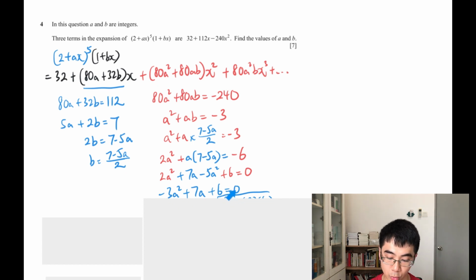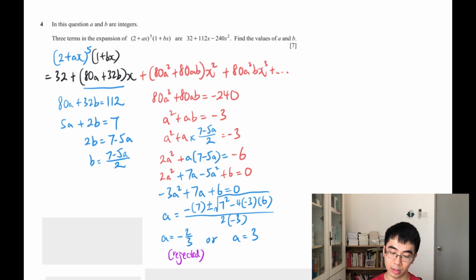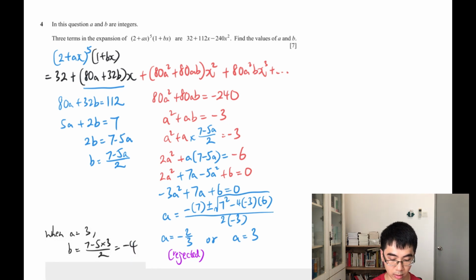For a quadratic equation, we can use the quadratic formula, or factorization or whatever. Here I just use the quadratic formula: a = (-b ± the square root of b squared - 4ac) divided by 2a. Finally, I got two values of a: a can be -2/3, or a can be 3. But remember, the question mentioned that a and b are integers, so we need to reject the fraction -2/3 because it's not an integer. Don't forget that this is just the value of a. We also need to find the value of b. Substituting a = 3, we find b is -4. And that's it for question number 4. Thank you.